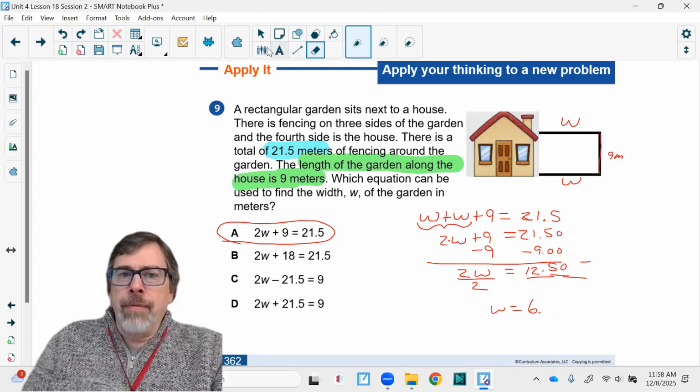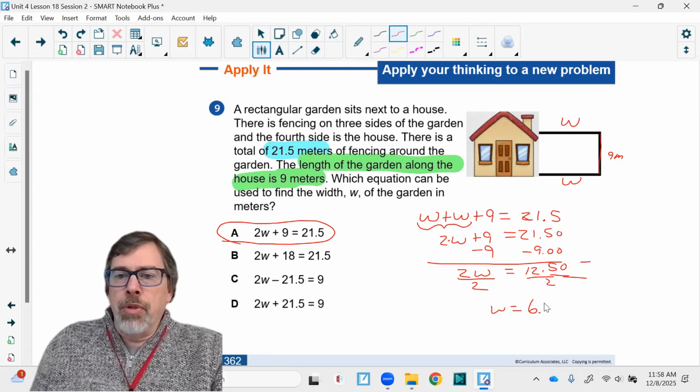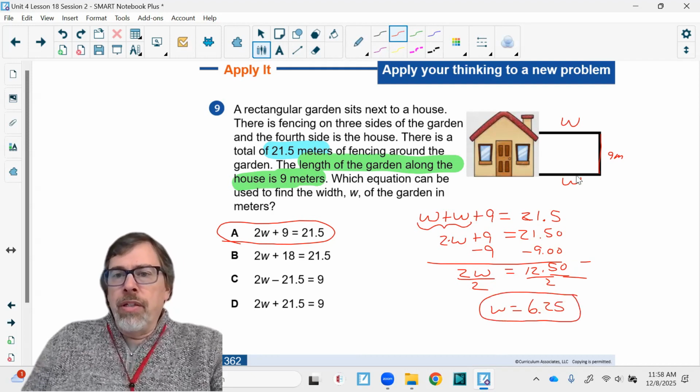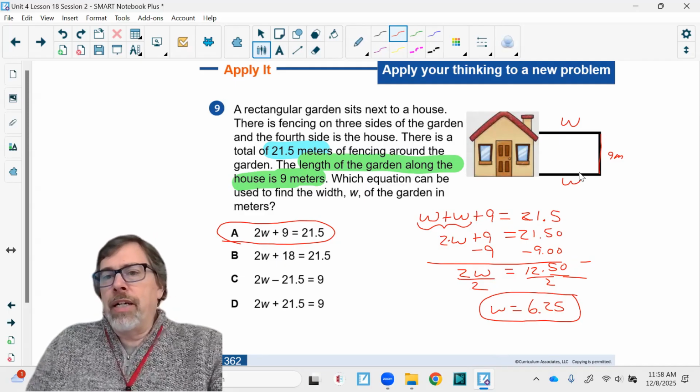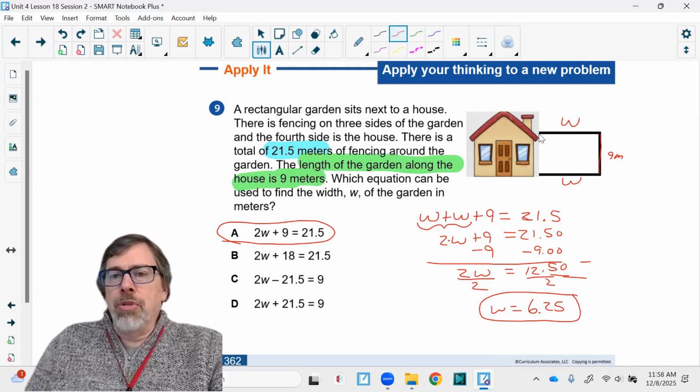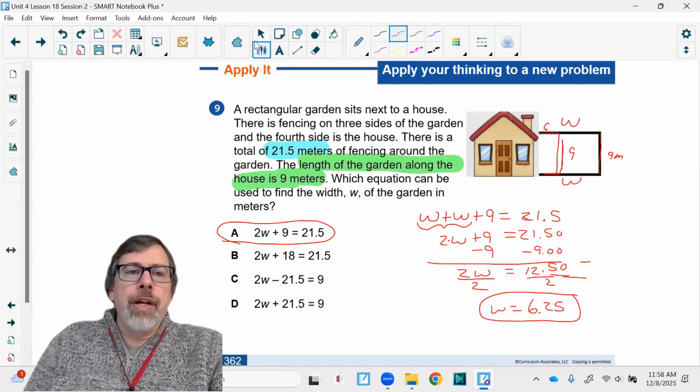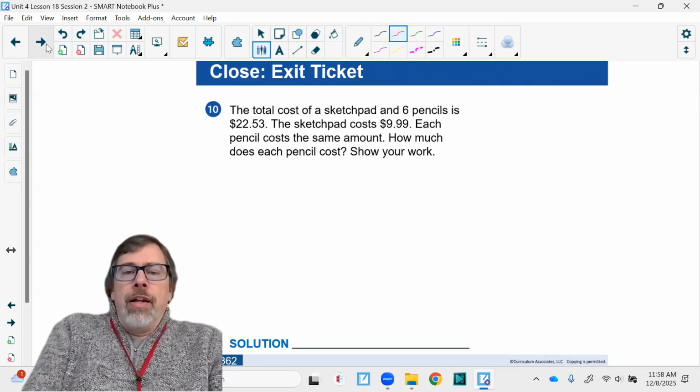Let me just fix that. And that is 6.25, not 6.125. Okay, so this is 6¼ meters by 9 meters by 6¼ meters. Okay, so this is actually not the correct diagram. The diagram should only come out to about here like this. It's a smaller garden where this is 9 and this is shorter at 6.25. Okay. All right, closing exit ticket.